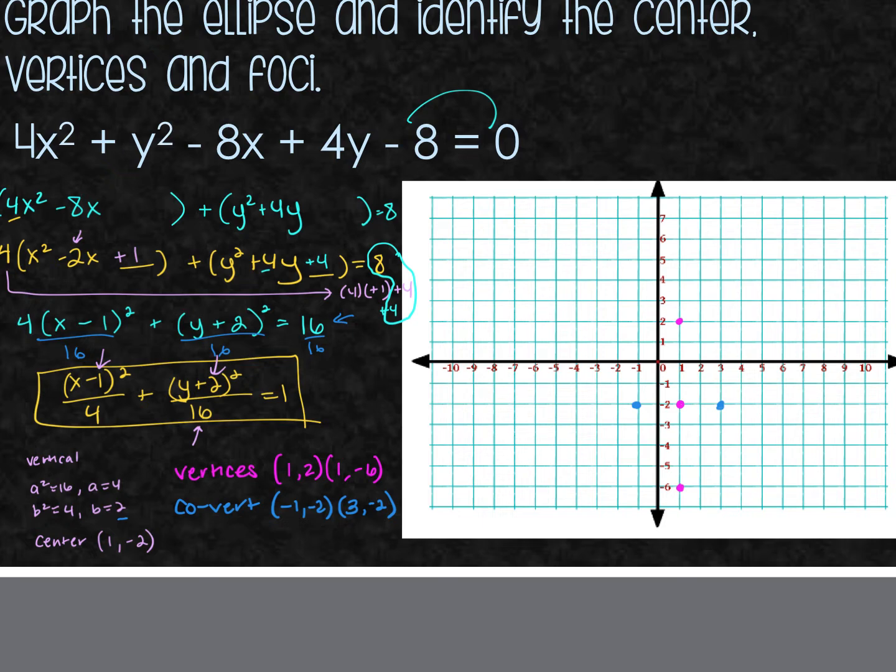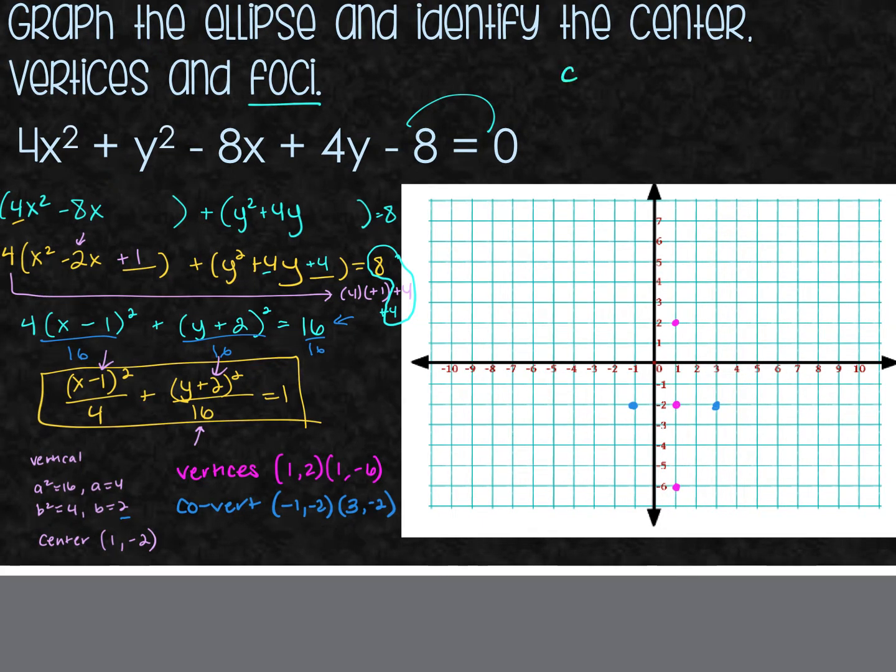And lastly, I have to find the foci. Remember, C squared equals A squared minus B squared. So C squared equals A squared, which is 16, minus B squared, which is 4. C squared equals 12. C would equal the square root of 12, which is 4 and 3.